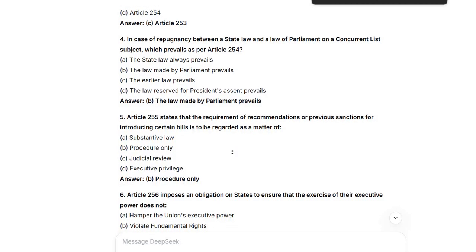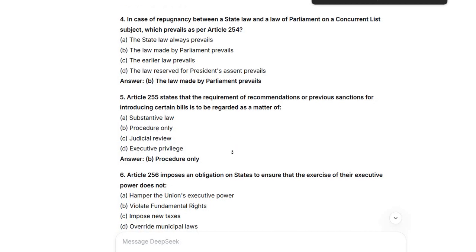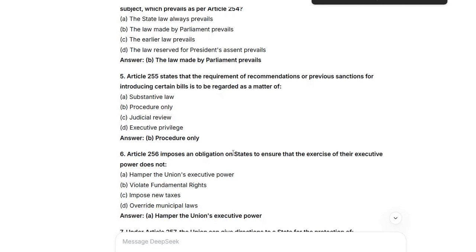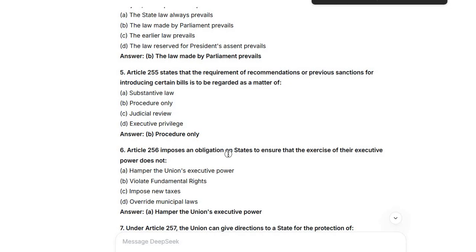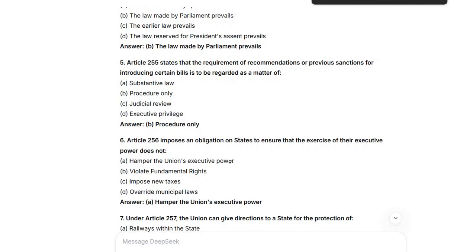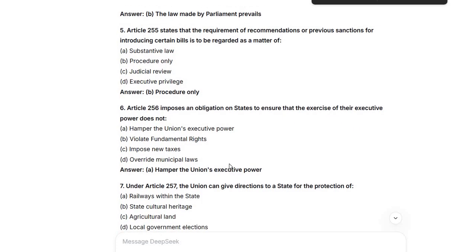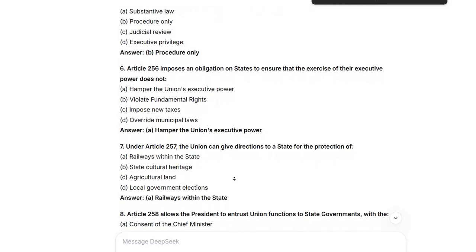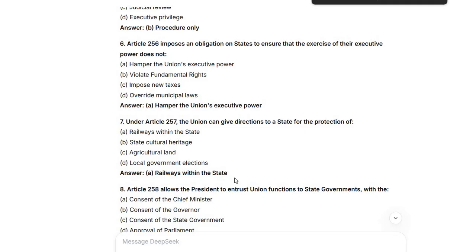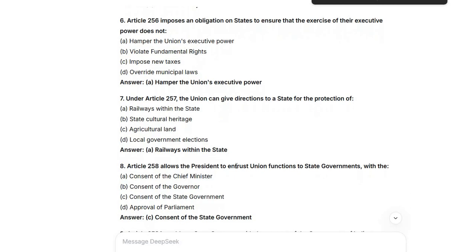6, Article 256 imposes an obligation on states to ensure that the exercise of their executive power does not hamper the Union's executive power. 7, under Article 257, the Union can give directions to a state for the protection of railways within the state. 8, Article 258 allows the President to entrust Union functions to state governments with the, answer, consent of the state governments.